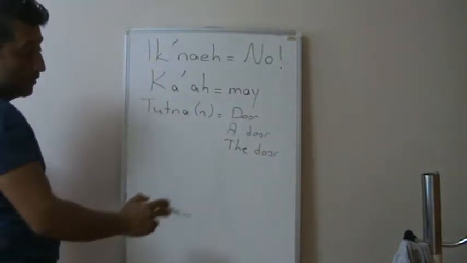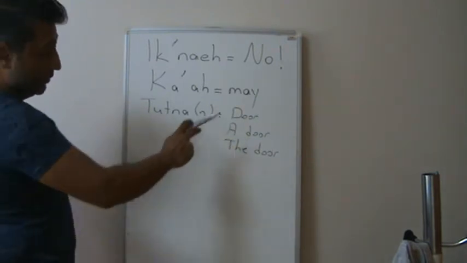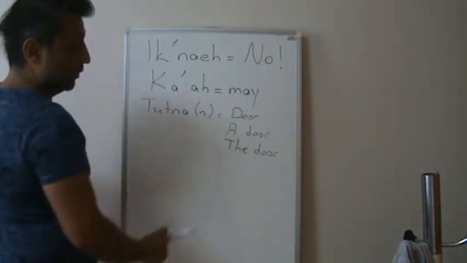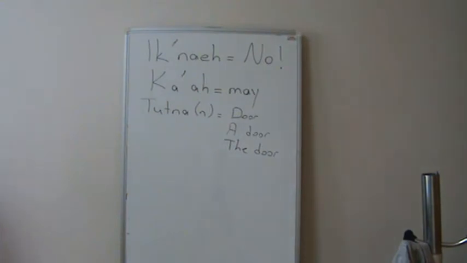Tutna can mean all these three: door, a door, or the door, because there are no articles in the Kunaka language. The way to make a noun definite is by using demonstratives, such as this, these, that, and those. I will give you an example.